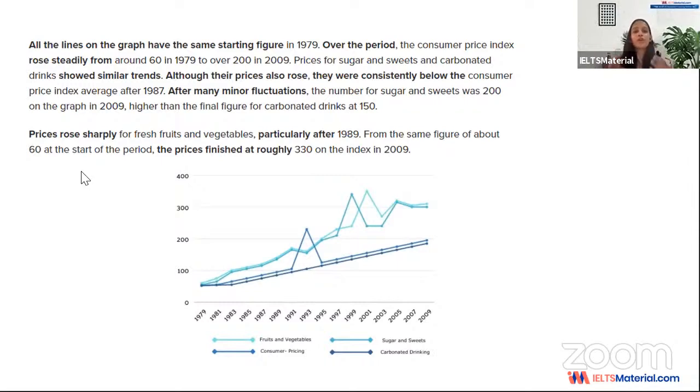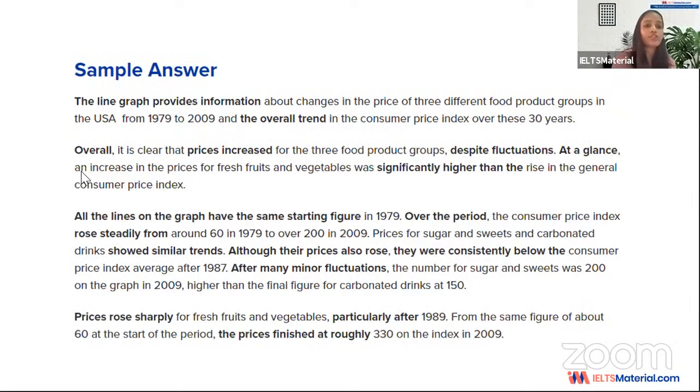So this is how your overall paragraph would look like with the appropriate introduction, overview, and body paragraphs, the appropriate vocabulary, data, and the figures.